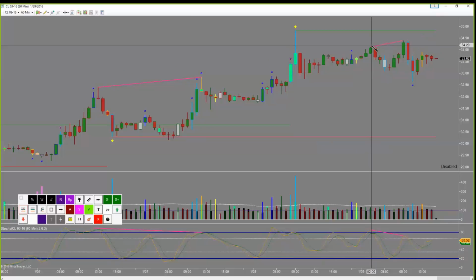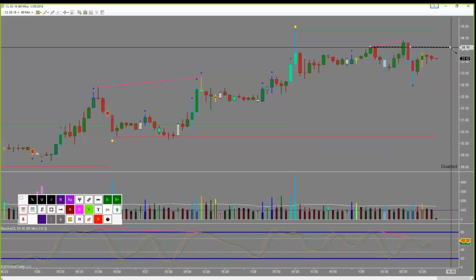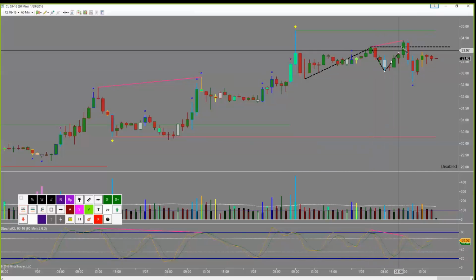Okay, so I'm telling everybody in the room this: if it comes up and it breaks this high, then we'll be looking for a potential end of an ABC correction, which would be A, B, C.